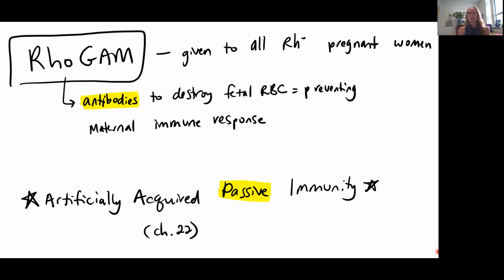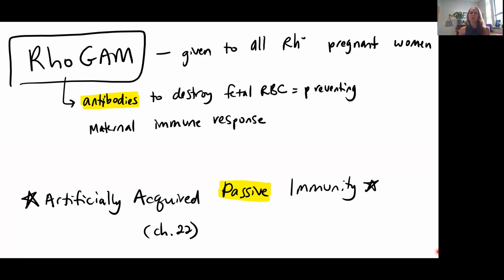So she will be removing the fetal red blood cells, but her body is not doing an immune response. She's not having memory. She's not making antibodies. She doesn't have any antibodies that can cross. And so her fetus is protected from her body, I guess we could say.